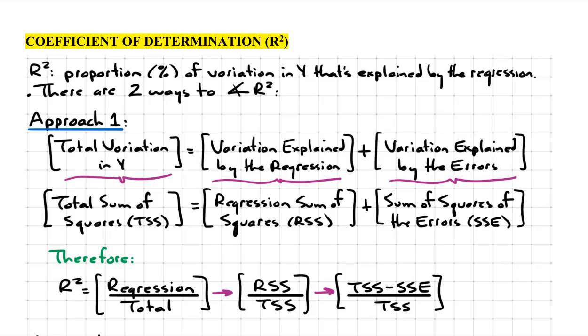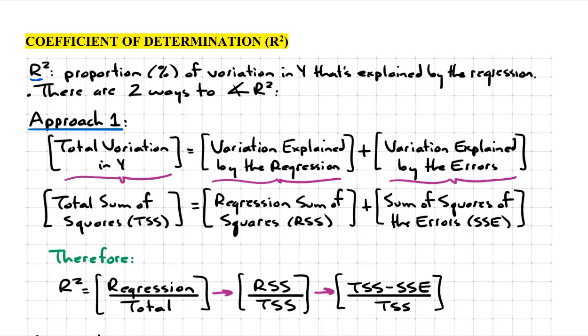Coefficient of determination, often expressed as r squared. Coefficient of determination is the proportion of the variation in y that's explained by the regression. So before we proceed with the analysis, let's see if we want a high coefficient or low coefficient.